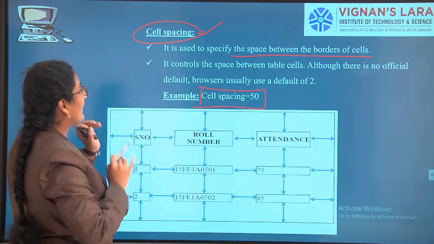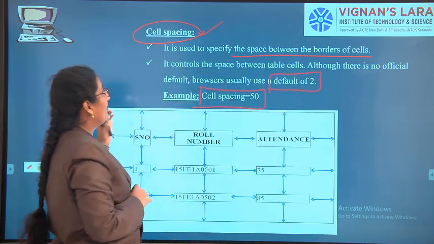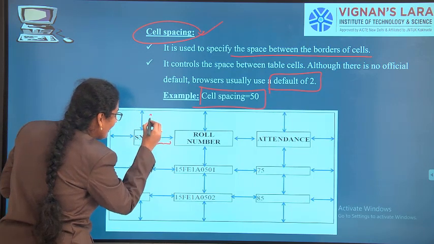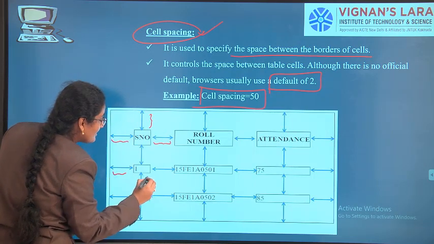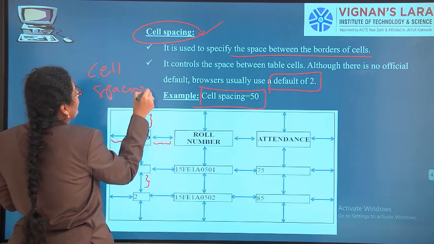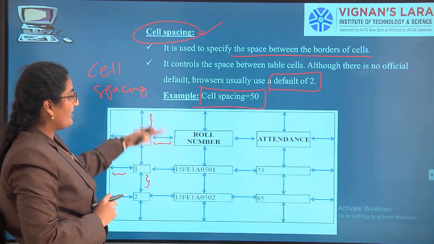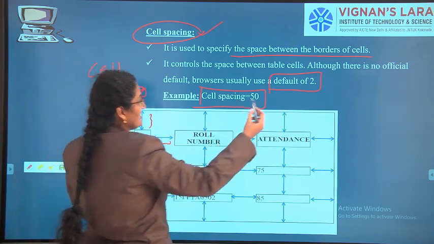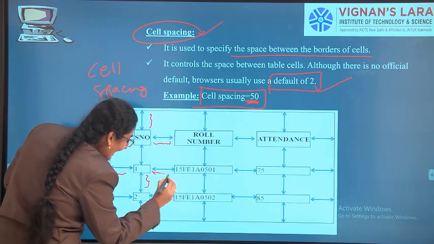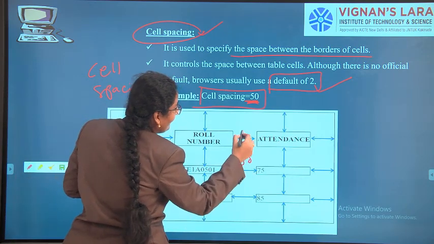We can control the space between cells. By default, it will be 2. Every browser will use cell spacing 2. You can see blue lines here. This is the cell spacing. Cell spacing is another attribute of table. Manually, we can control the space between cells. Default cell spacing is 2. Here I have given cell spacing 50, so the gap between each cell will be 50.